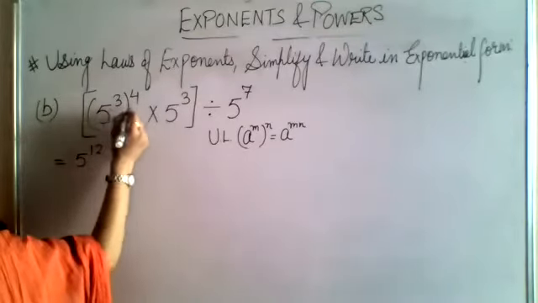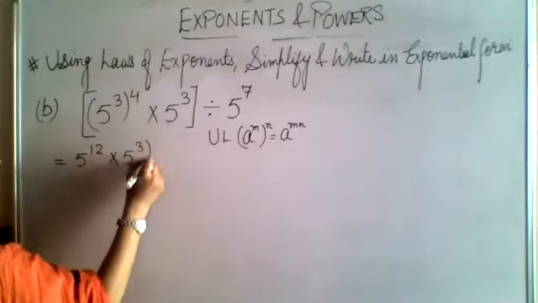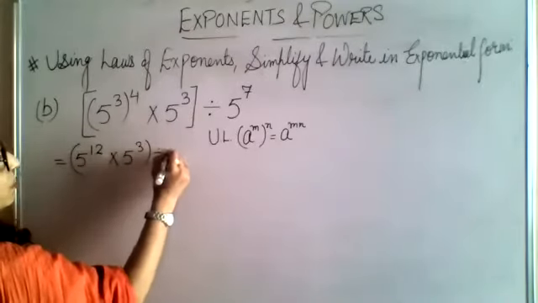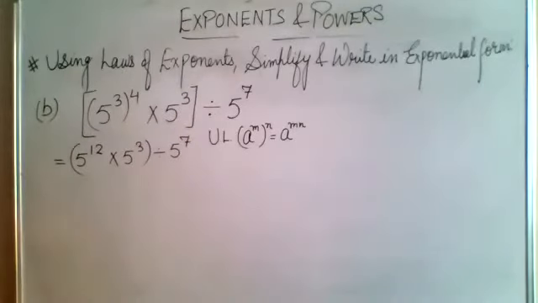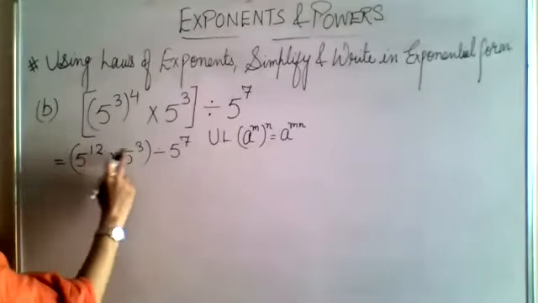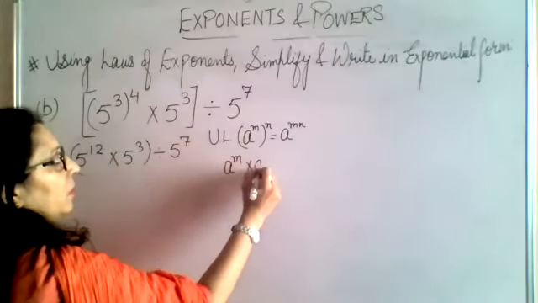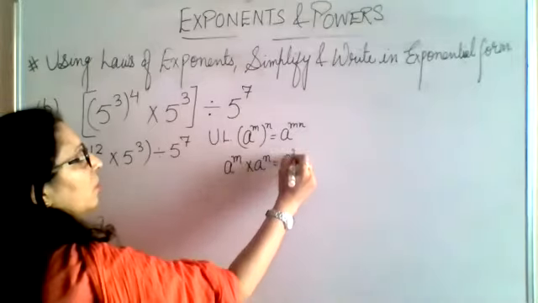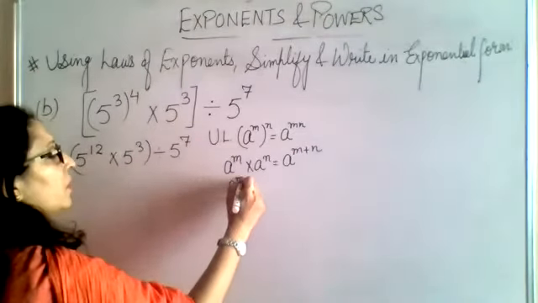3 4s are 12. 5 raised to power 3 divided by 5 raised to power 7. Now multiply sign, bases are the same, powers will be added. So you are applying this law: powers added for multiplication, and division sign, powers subtracted.